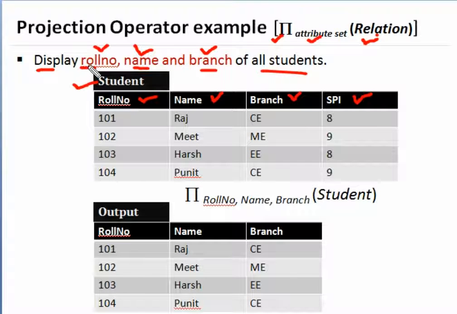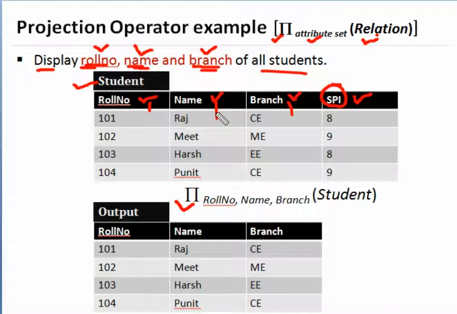Okay, so what we need are the roll number, name and branch. So in the result we must have roll number, name and branch, but we don't need the SPI of the student in the result of the projection operator. As per the syntax, first we have to apply the pi operation. The projection is pi because here we have to filter the number of columns, not records. So pi indicates the projection operator.